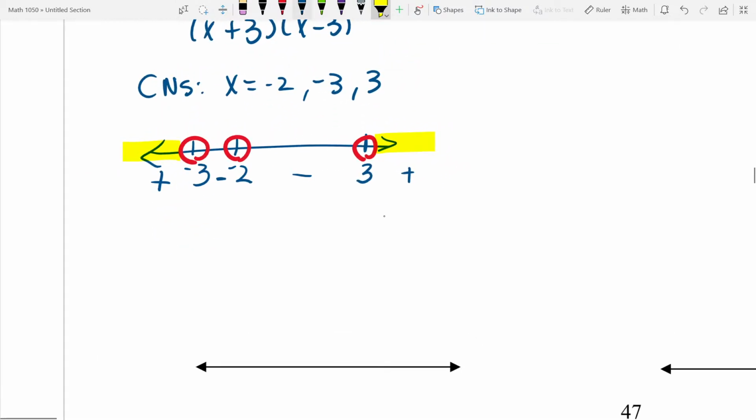Okay? Interval form. -infinity to -3 with a parenthesis. Union 3 to infinity, parenthesis, done.